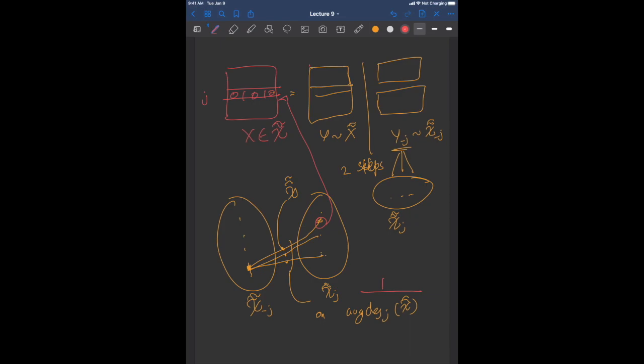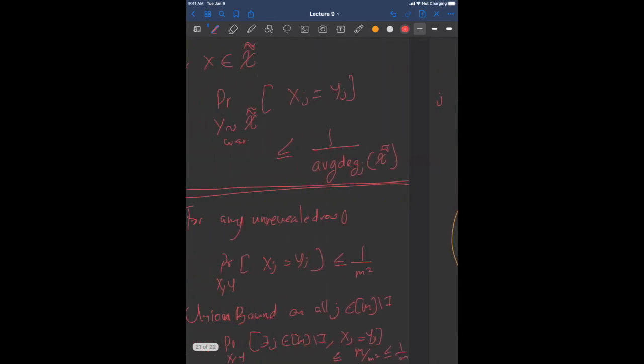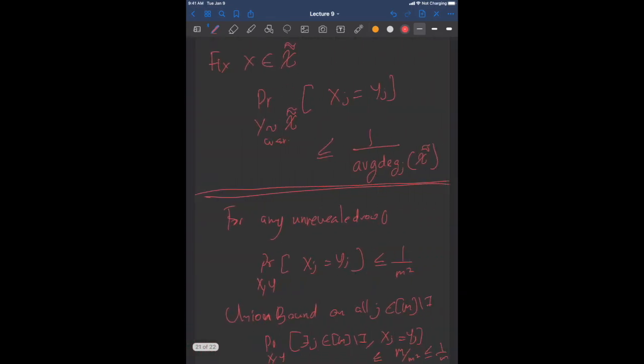If I have a typical matrix y minus j, the number of possible extensions into the jth row is exactly average degree j of x tilde tilde. So the number of possible extensions is this. That's your universe, and out of that, only one of them is favorable. So the probability that you get exactly that one is at most this much. So this is what I claimed.